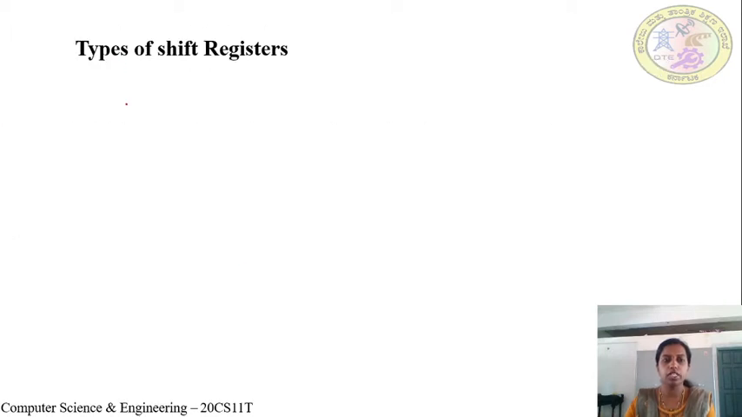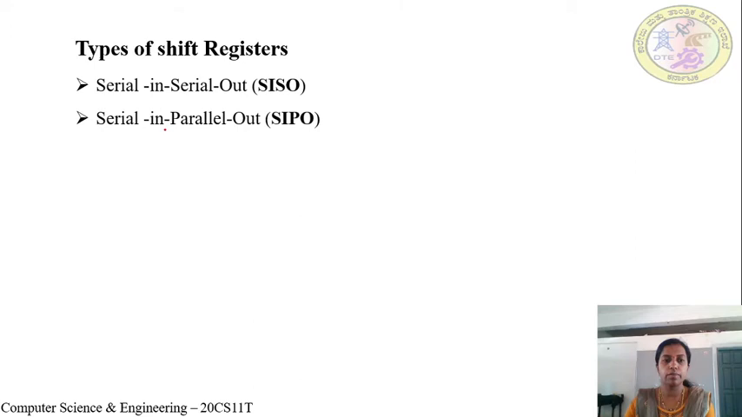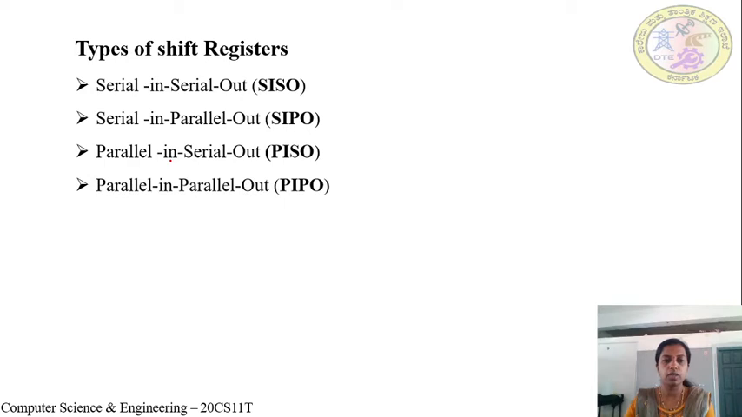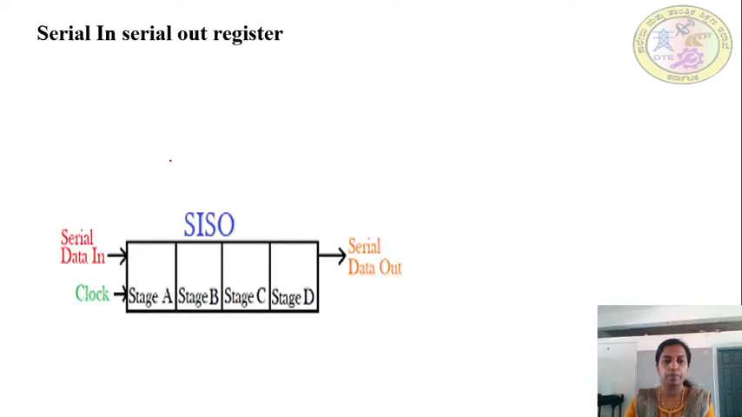Next we move on to the types of shift registers: serial in, serial out shift register; serial in, parallel out shift register; parallel in, serial out shift register; parallel in, parallel out shift register. We move on to the first register, that is serial in, serial out.